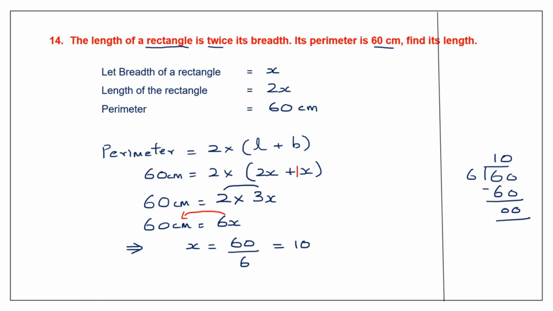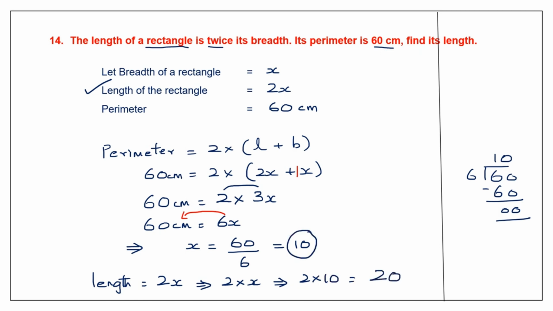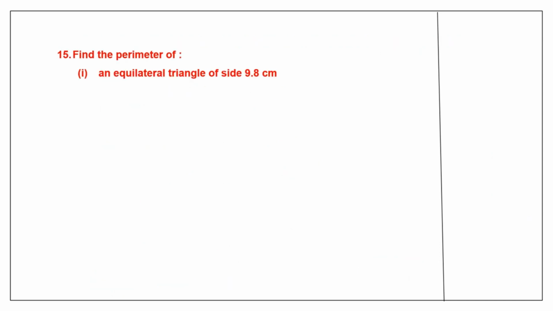Now the length, we are asked to find the length, isn't it? The length is 2x. As you can see in the second statement, the length is 2x, which is 2 into x. That means 2 into 10, isn't it? Because we found x to be 10. 2 tens are 20. So the length is 20 centimeters, which is our final answer. Length is 20 centimeters.